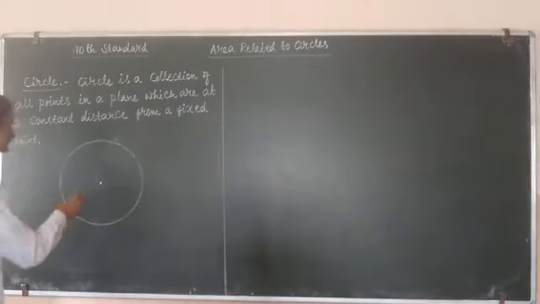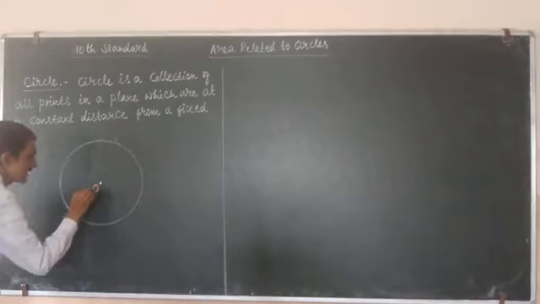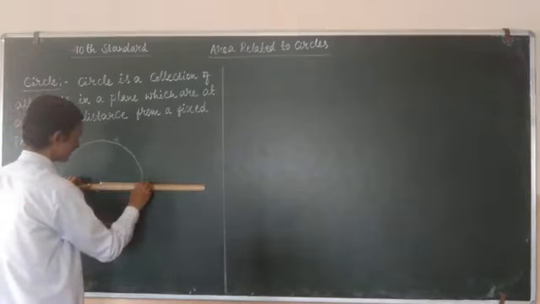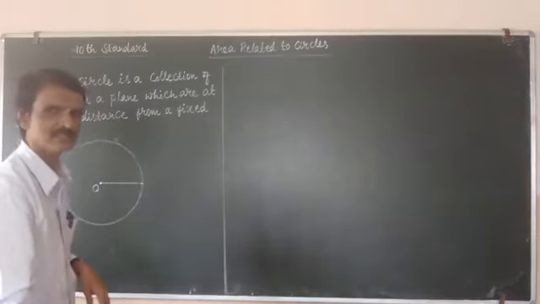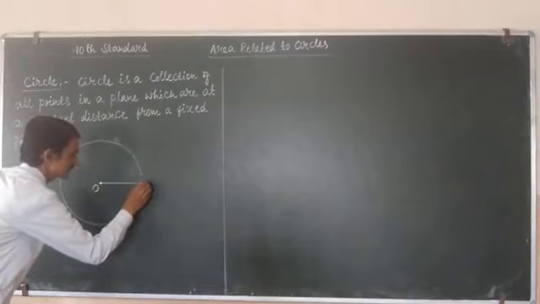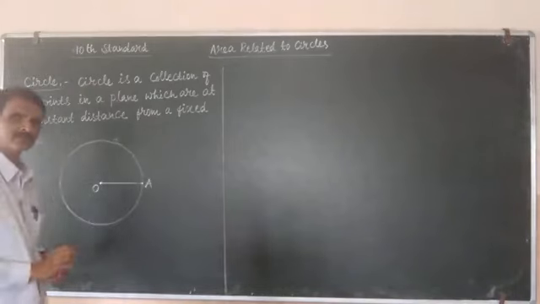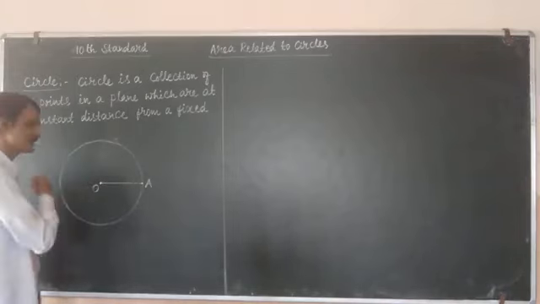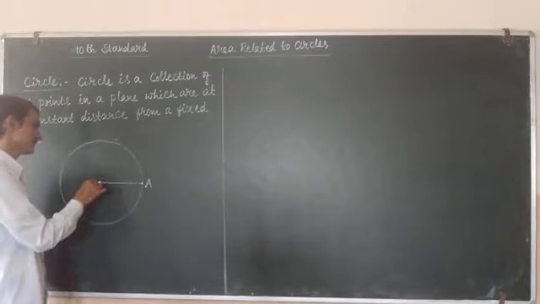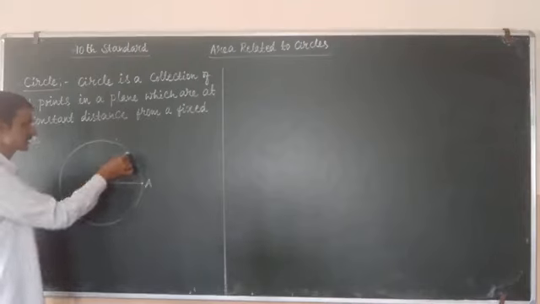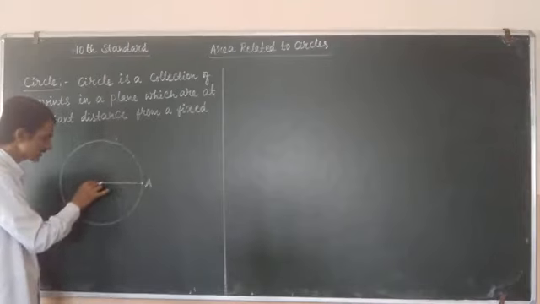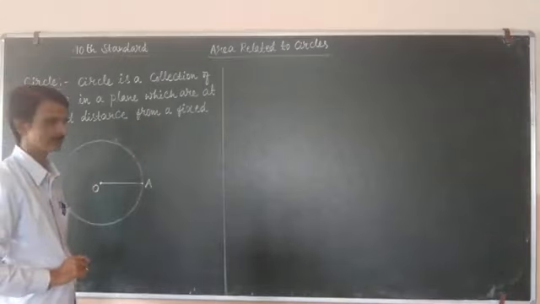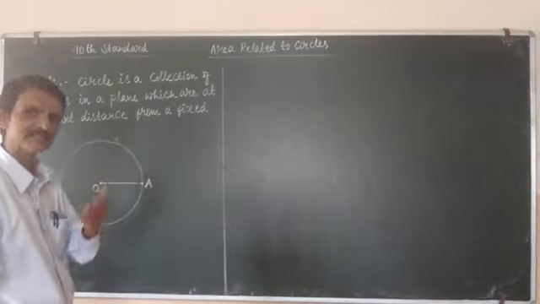So here, call this point as O and join it to any point on the circumference of the circle. Call this A. Observe here, students. By the definition, a circle is a collection of all points which are equidistant from a fixed point. O is the fixed point, which is called the center of the circle.